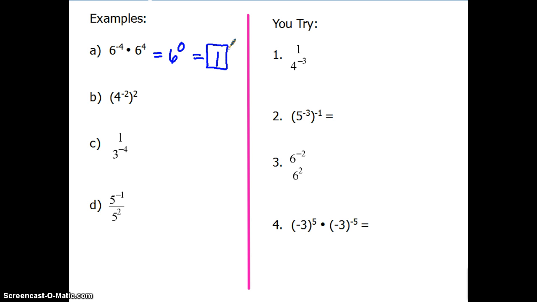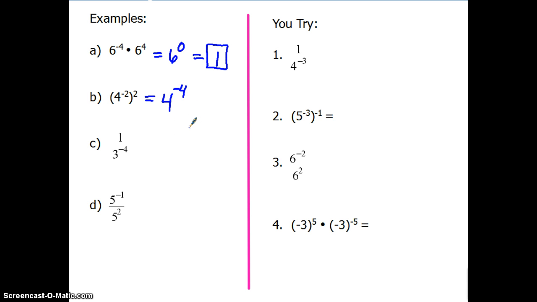All right, for example B, we have 4 to the negative 2 raised to the second power. That is a power to a power. And the rule for power to a power says that we multiply the exponents. So the base stays the same. The base is still going to be 4, but I'm going to multiply those exponents. So negative 2 times 2 is negative 4.